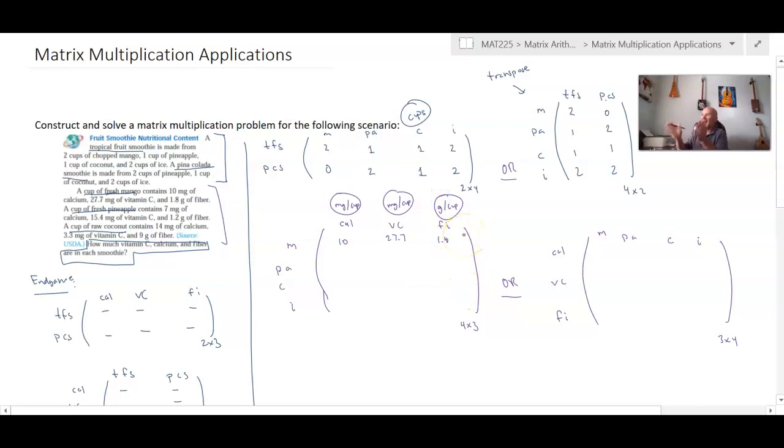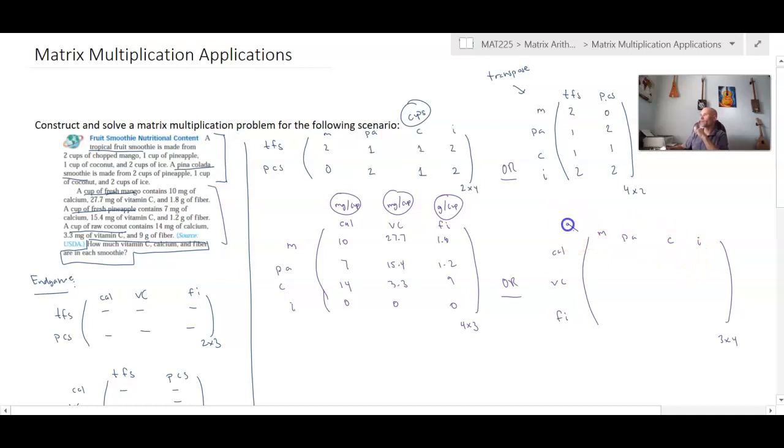It's not going to matter because we can't add calcium, vitamin C, and fiber together anyway. Even if they were all different units, we wouldn't want to combine them into one, because you can't add those 3 different nutritional contents together and get a single value that makes sense. Now, pineapple has 7, 15.4, 1.2. Coconut has 14, 3.3, and 9. And then ice has nothing, and so this row is going to be all zeros.